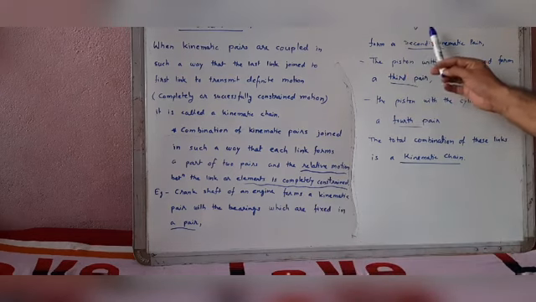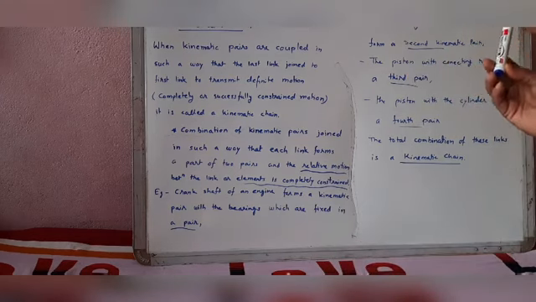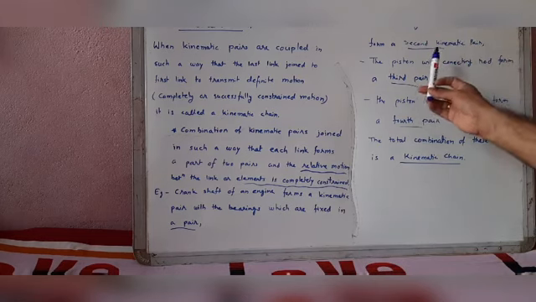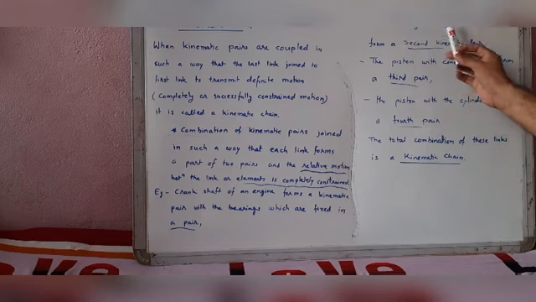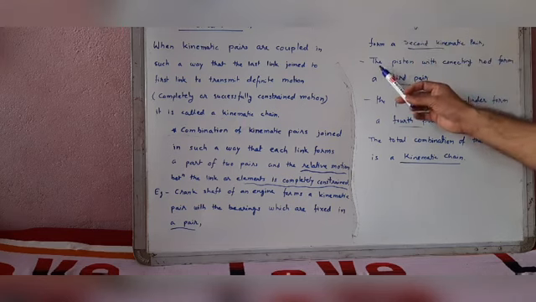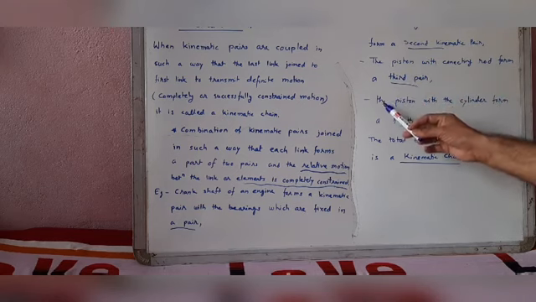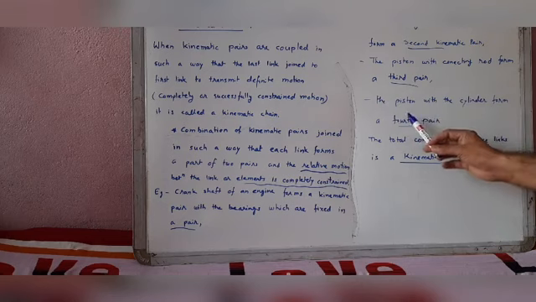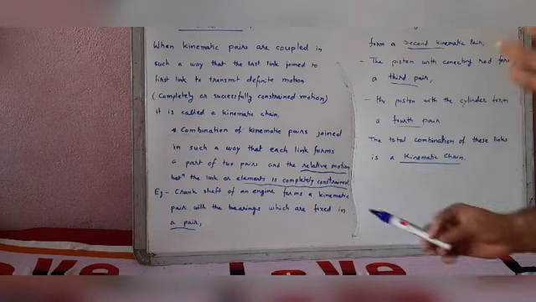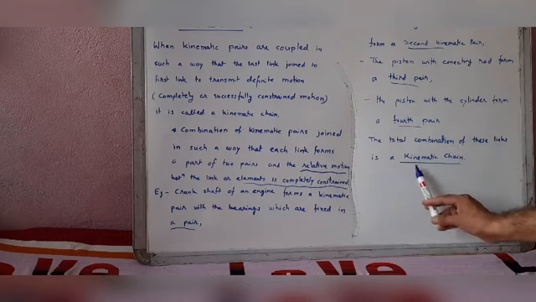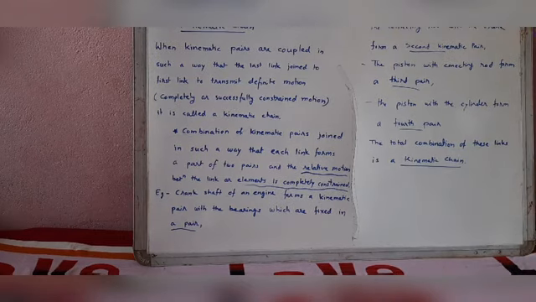Then the connecting rod with the crank forms the second kinematic pair. There is no relative motion between this connecting rod and the crank. Next, the piston with the connecting rod forms the third pair, and the piston with the cylinder forms the fourth pair. All these combinations have mixed together. The total combination of these links is a kinematic chain. A number of kinematic pairs connected together is called a kinematic chain.